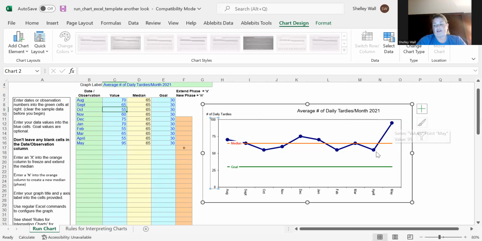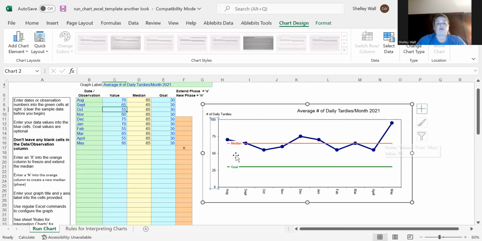The next thing we want to look at is runs. And a run is where one or more points occur either above or below the median line, or the center line, not counting the points on the line. So we have 1, 2, 3, 4, 5, 6. We have 6 runs in this chart.